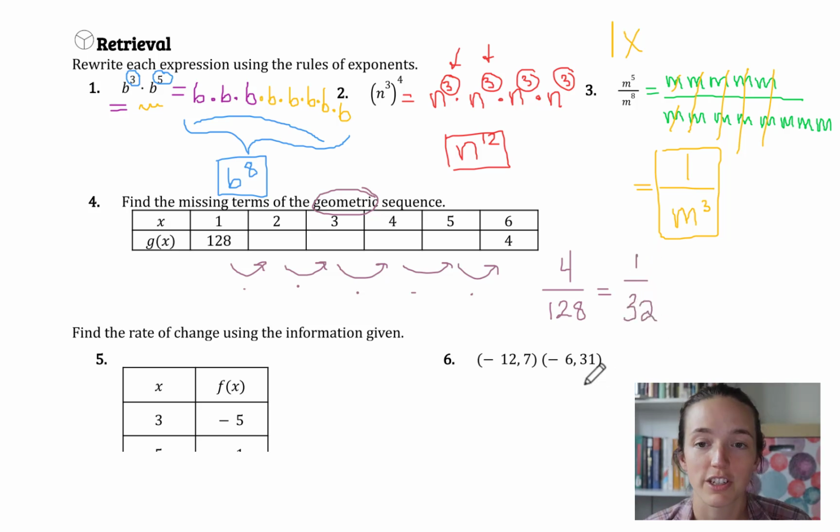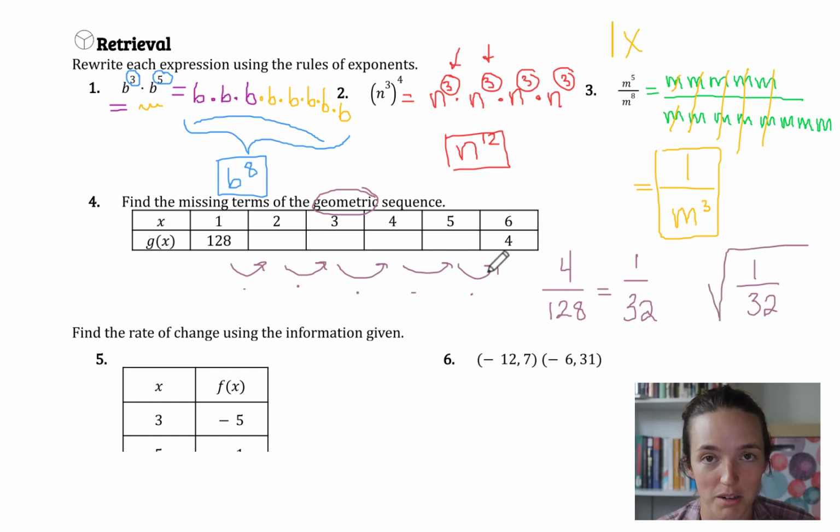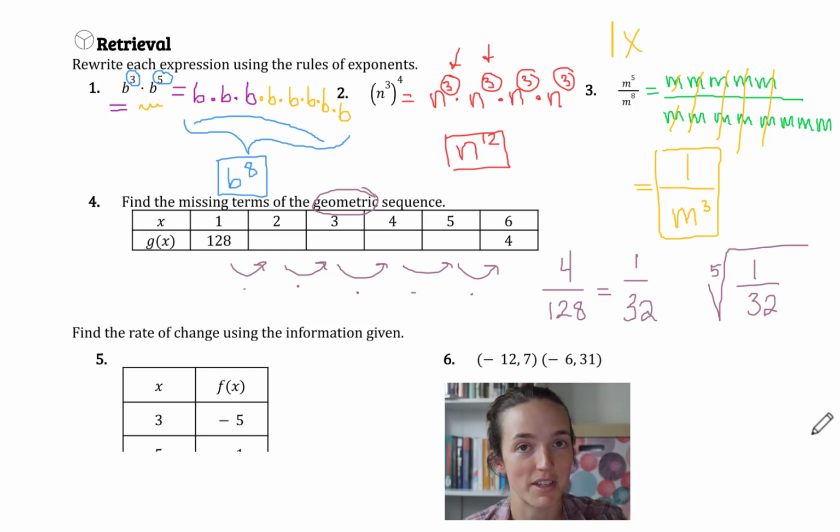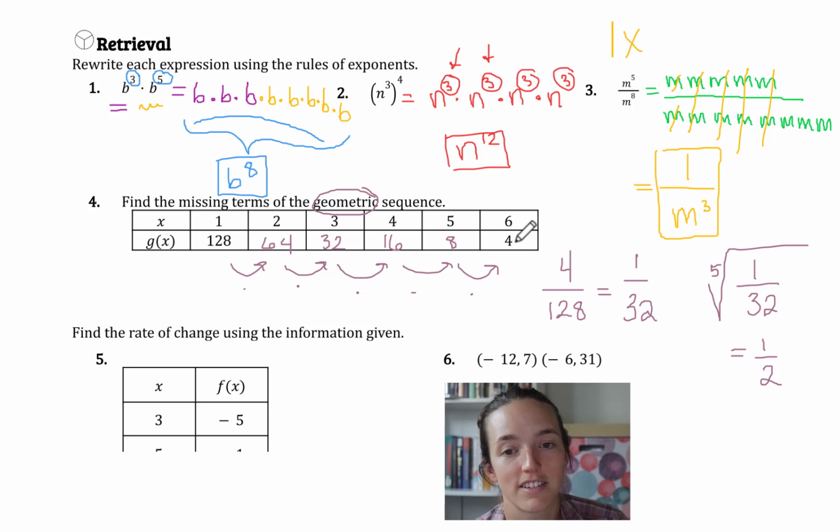Okay, now the trick we learned in Unit 1 is we take that number and then we have to take a root of it. Since we're multiplying 5 times, we're going to have to take the 5th root. Okay, when I type that into my calculator, I get 1 over 2. So that means we're multiplying by a half to get from one step to another. So 128 divided by 2 would be 64. Divided by 2 is 32. 16, 8, and then 4.